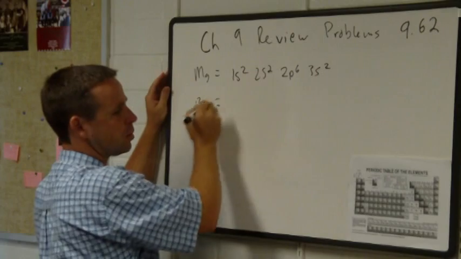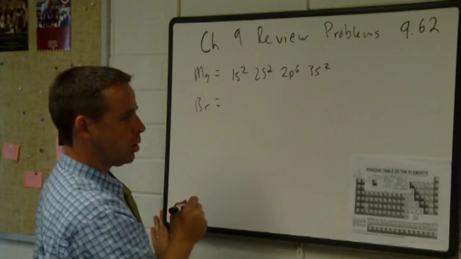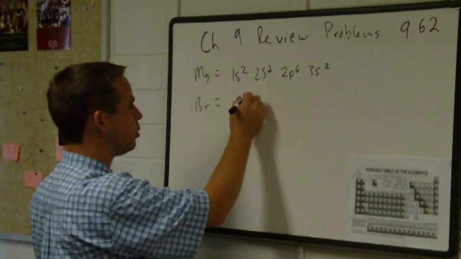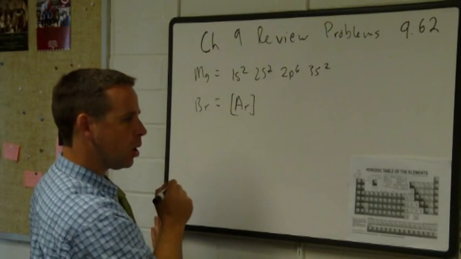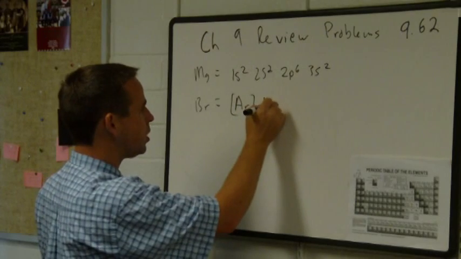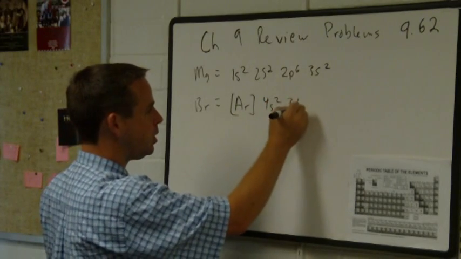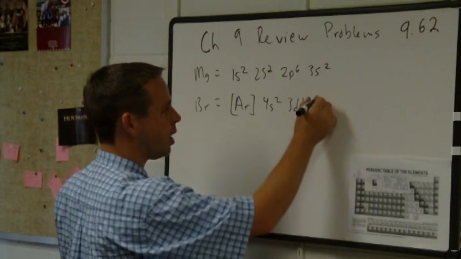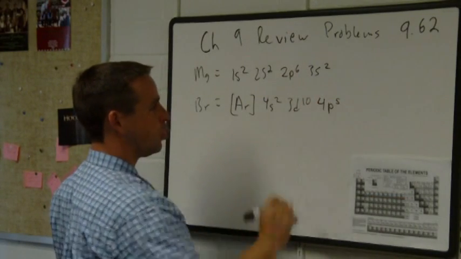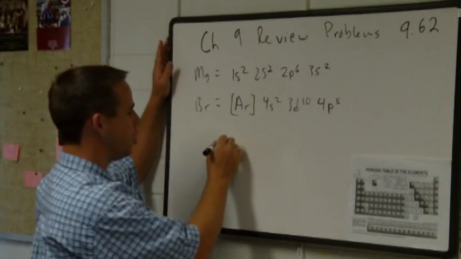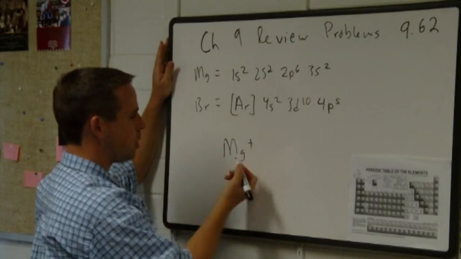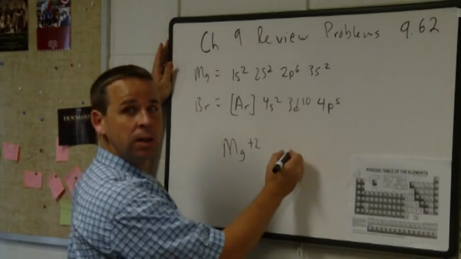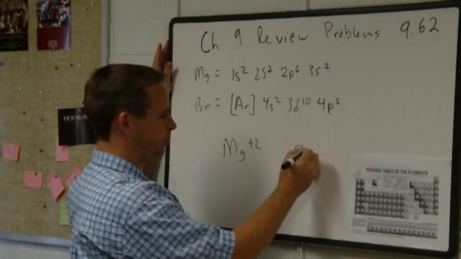And bromine's electron configuration. We'll just start with argon, because bromine's too long. Argon, and then 4s2, 3d10, 4p5. So when magnesium and bromine come together, magnesium is going to form a +2 ion, and bromine is going to form a minus ion.